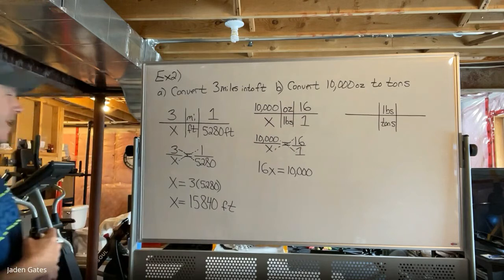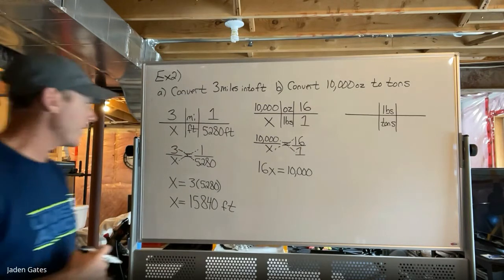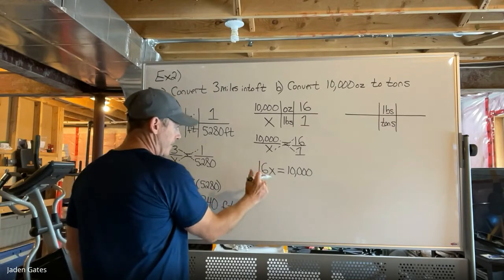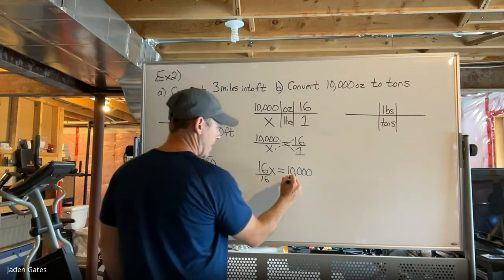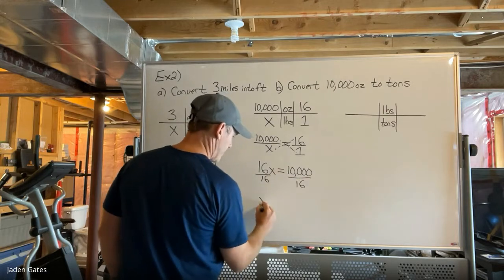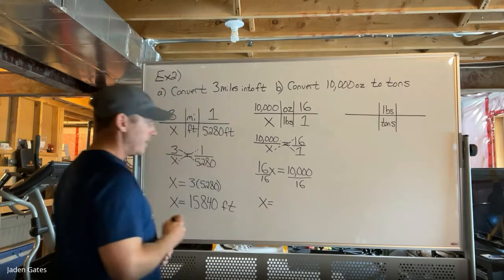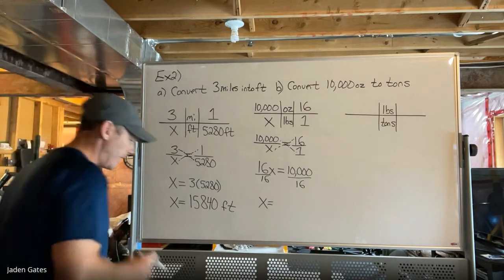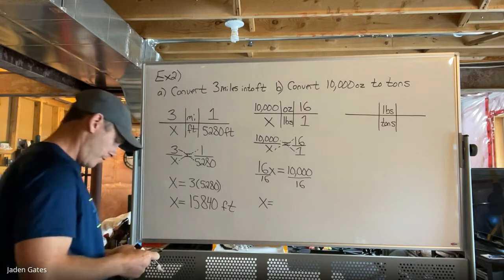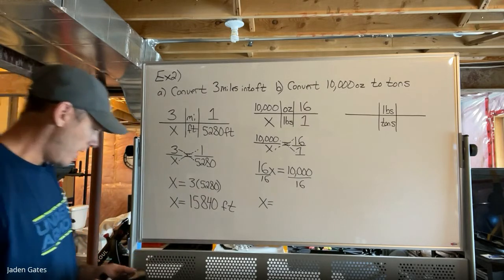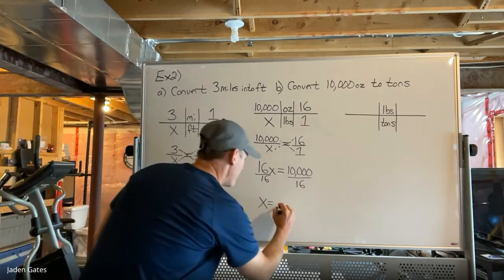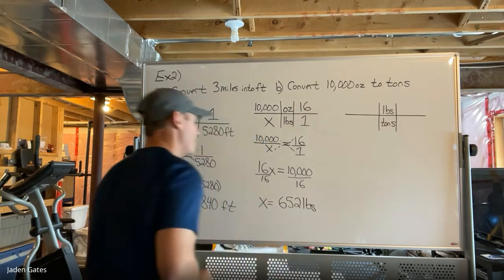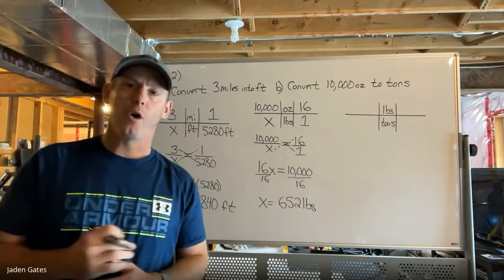All right, then I got to get x by itself. And so it looks like this time we're going to be dividing. I got to get rid of that 16. The only way to do that is to divide both sides by 16. And now I take 10,000 divided by 16, and I'm going to get, let's see here. Oh, wow, round number. 652 pounds.